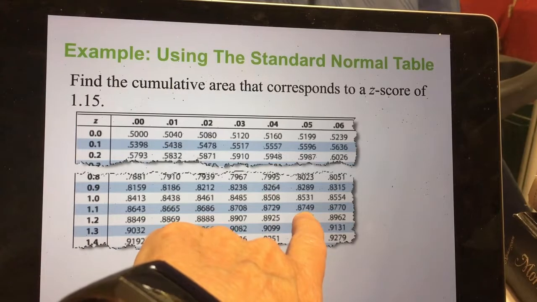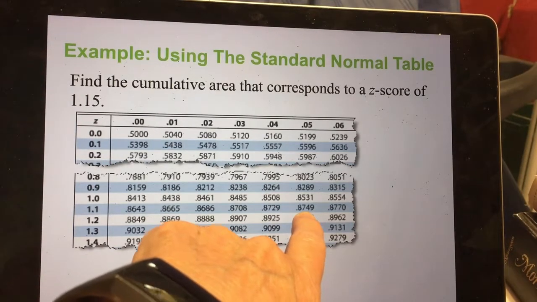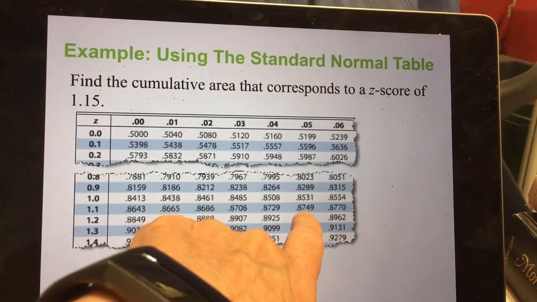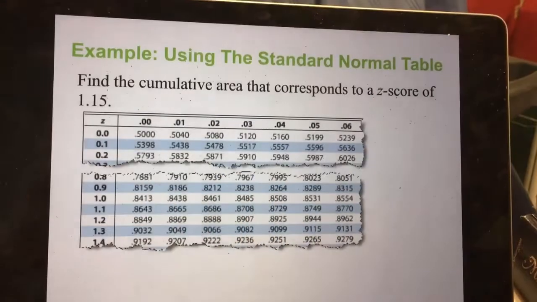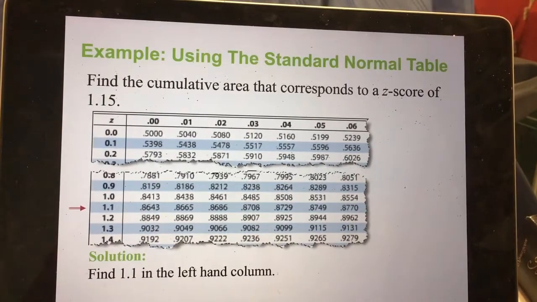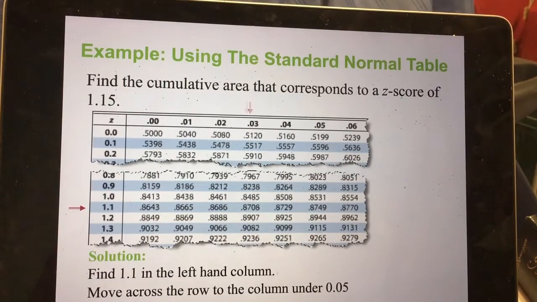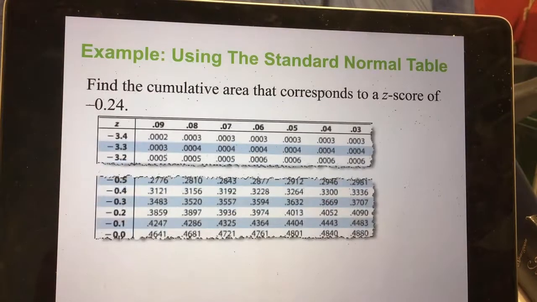So to the left of the z-score 1.15 is 87.49, or the probability 0.8749, or the area 0.8749. It's showing that you find the 1.1 on the left and then move across to the right, and you get 0.8749.